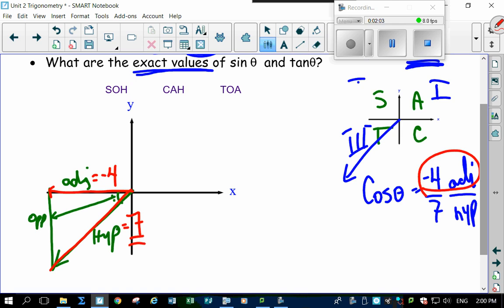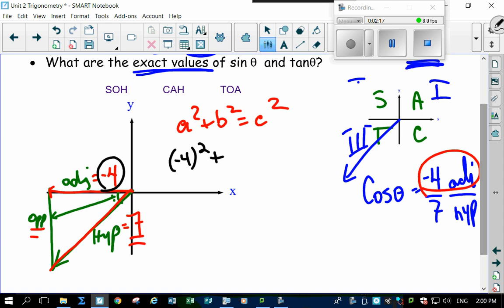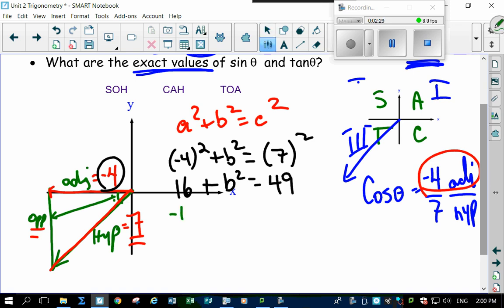My question is, what's the opposite? I don't know. Well, again, a squared plus b squared equals c squared. That's got to be the easiest thing in the world. There's your a squared, -4 squared. b squared is what we're after. c squared has got to be 7 squared. So this is 16 plus b squared equals 49. Subtract the 16 from both sides. Subtract 16, subtract 16. That cancels, leaving you with b squared equals 33.